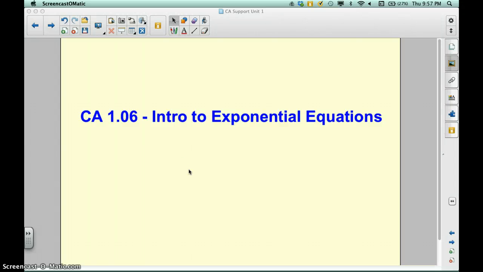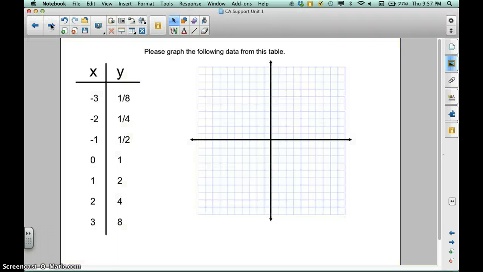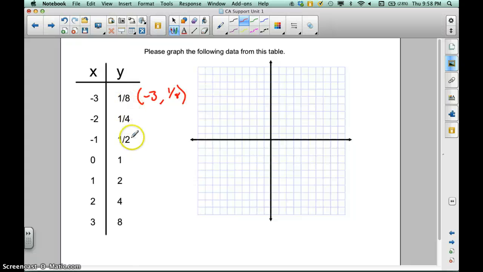This video is an introduction to exponential equations. I'd like you to start by graphing the following data from this table. When you're graphing these points, keep in mind that each xy pair is an ordered pair and could be written this way. With the fractions, you'll want to estimate.